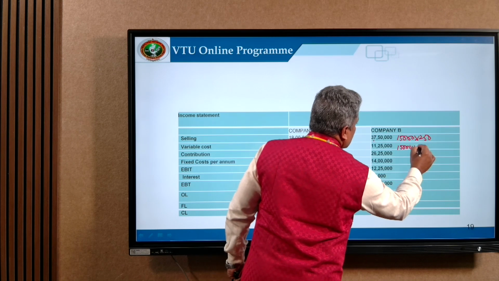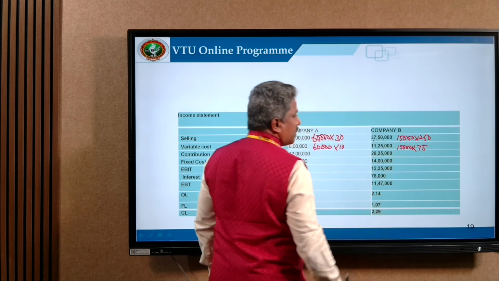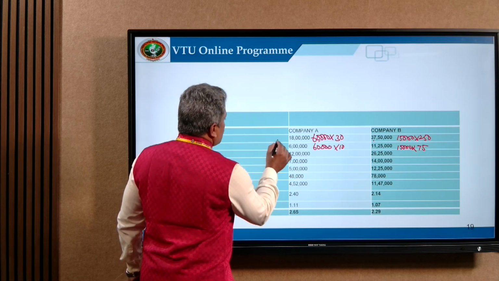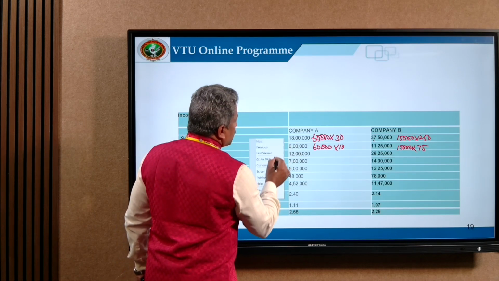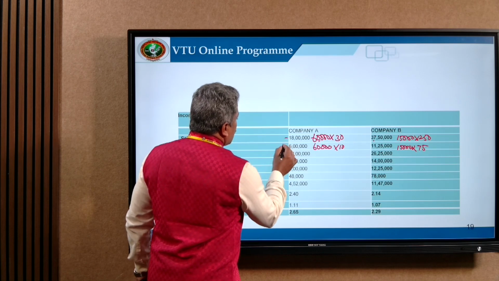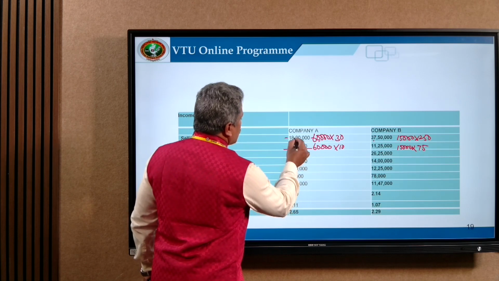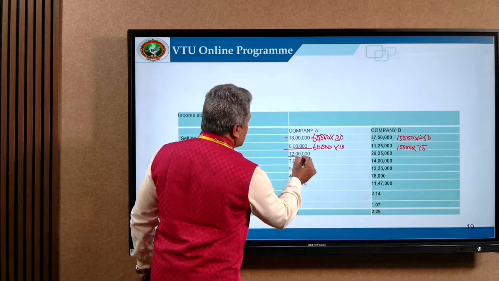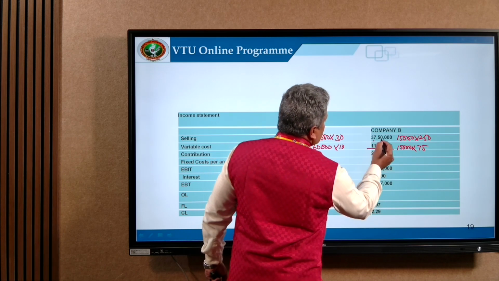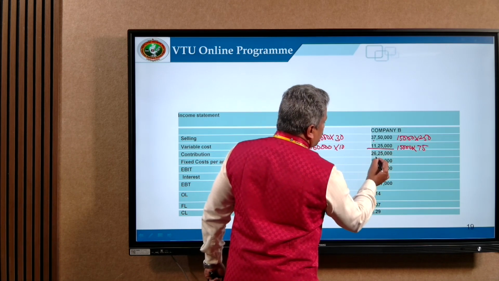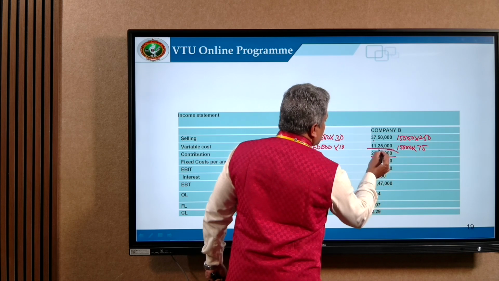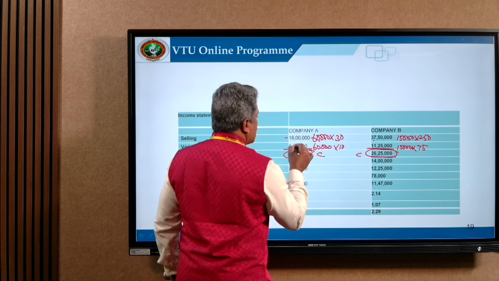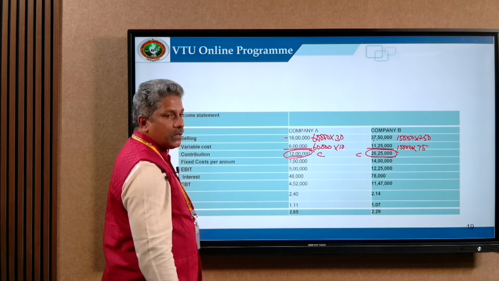So, 15,000 into 75, 11 lakhs 25,000. So, from sales variable cost has to be deducted. So, 18 lakhs minus 6 lakhs, 12 lakhs. Then 37 lakhs 50,000 minus 11 lakhs 25,000, you get 26 lakhs 25,000 as contribution. So, sales minus variable cost is contribution.